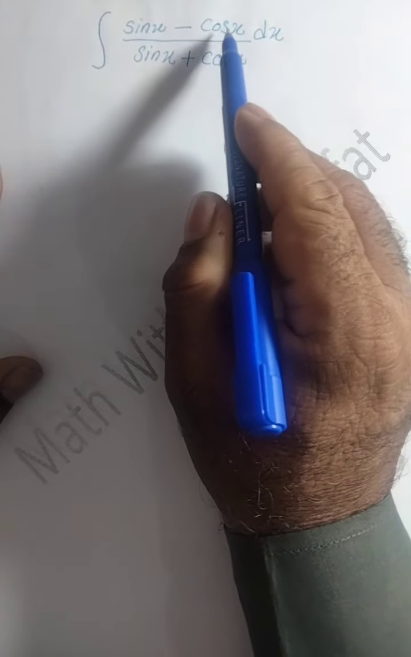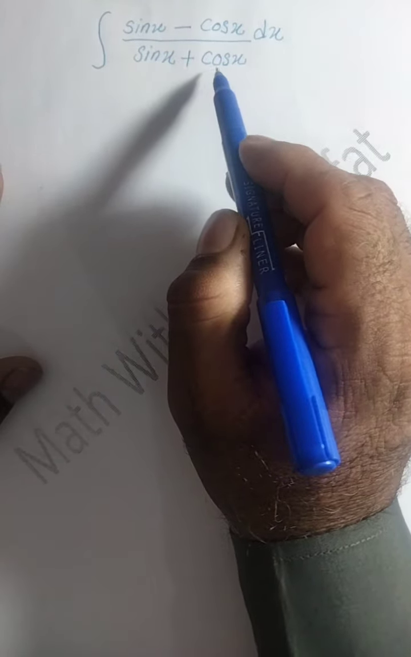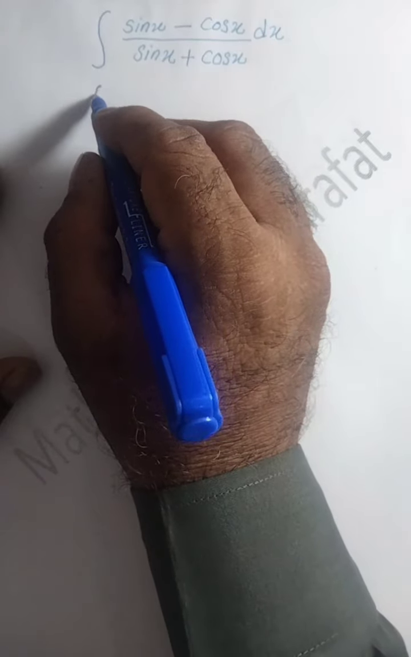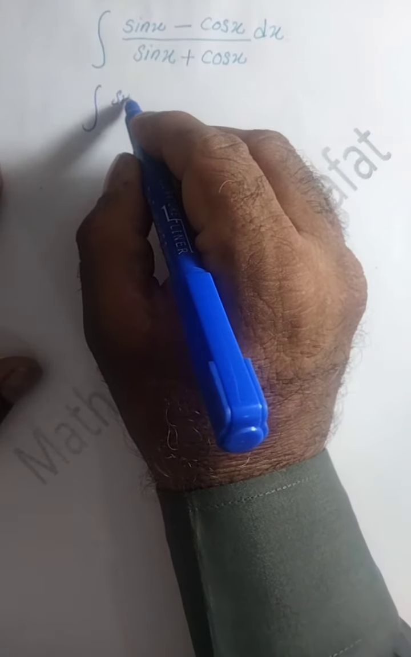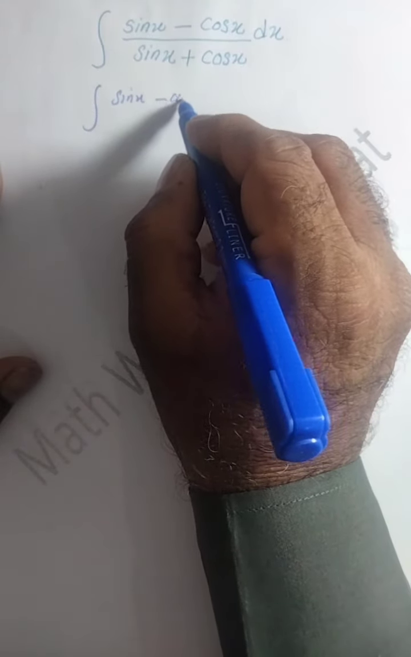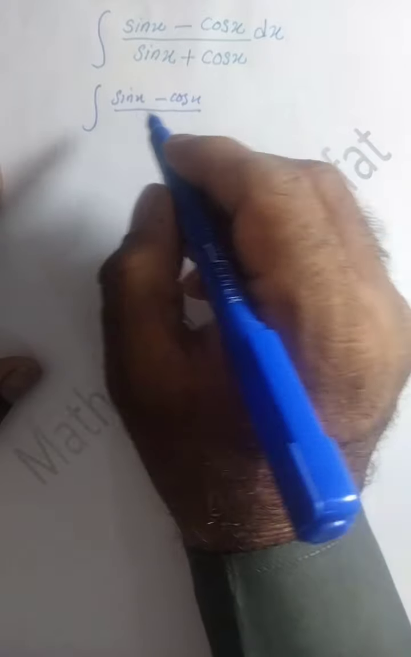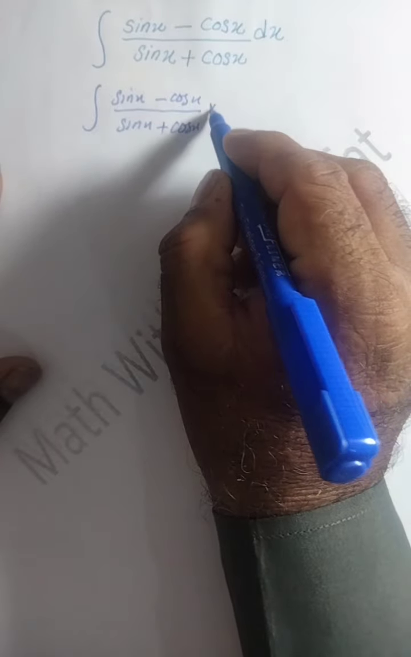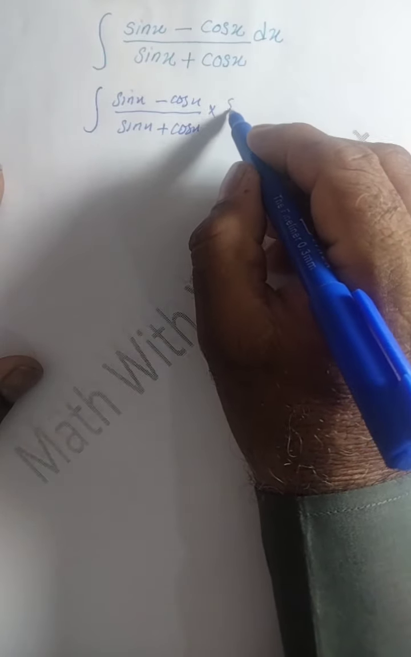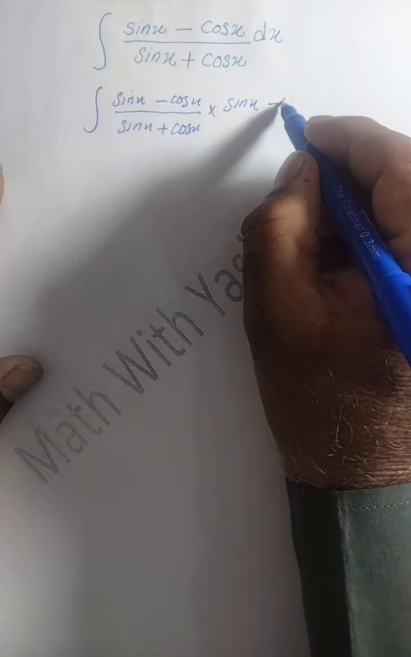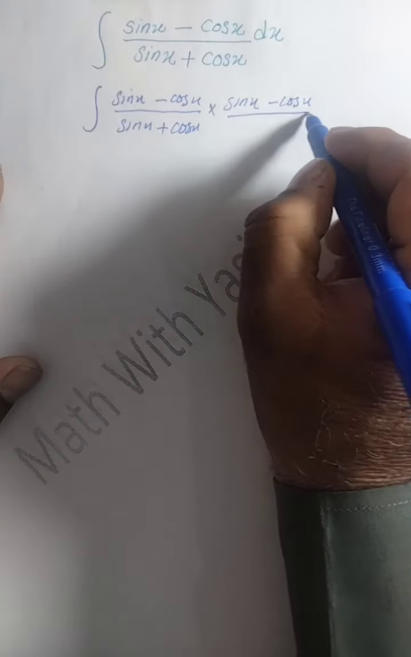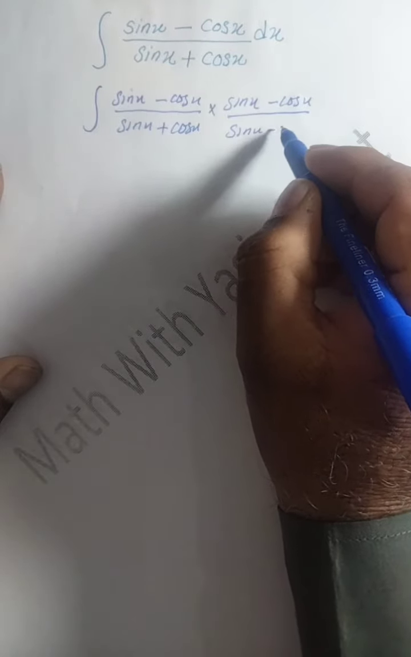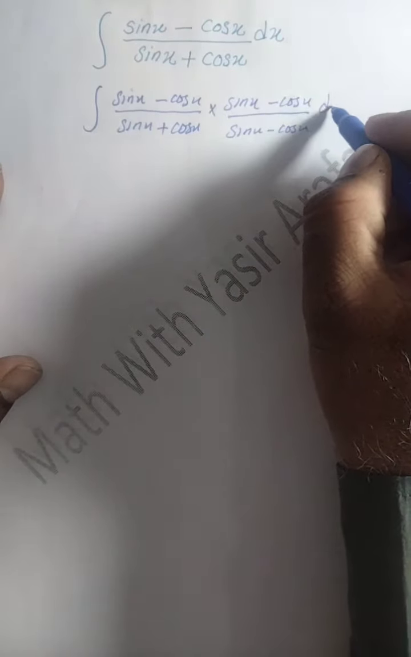You are watching Math with Yasir Arfat, and we are going to discuss a very important integration here. This is the integration of sin x minus cos x divided by sin x plus cos x. So first we have to multiply by the conjugate of the denominator, that is sin x plus cos x, multiply by sin x minus cos x and divided by sin x minus cos x, of dx.